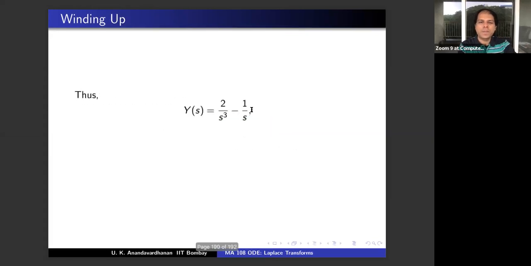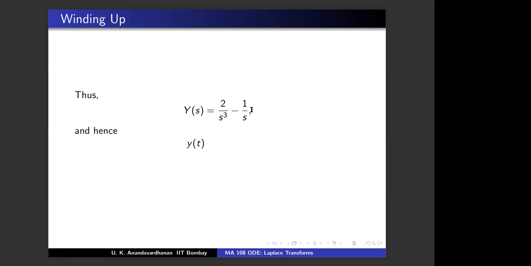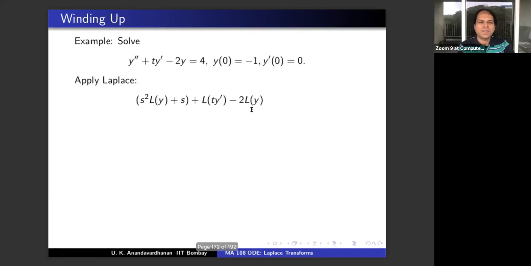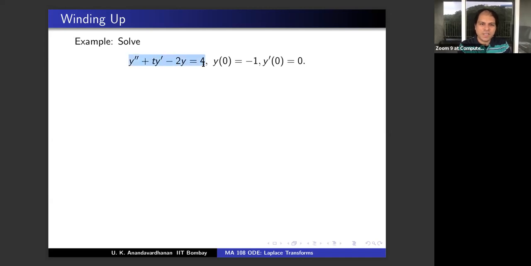And therefore, y of s is 2 by s cube minus 1 by s. And therefore, y of t is t square minus 1. And go back and check. t square minus 1 satisfies all these conditions. You check this. t square minus 1 satisfies this. t square minus 1 satisfies this. And t square minus 1 satisfies this.